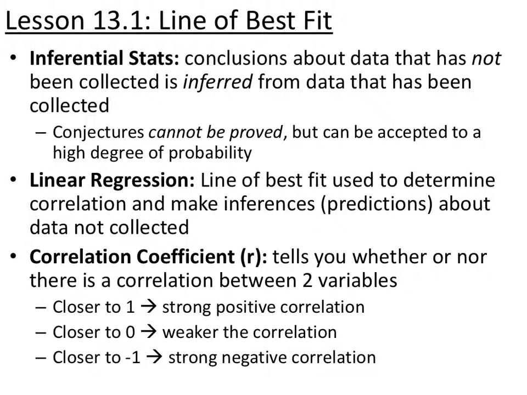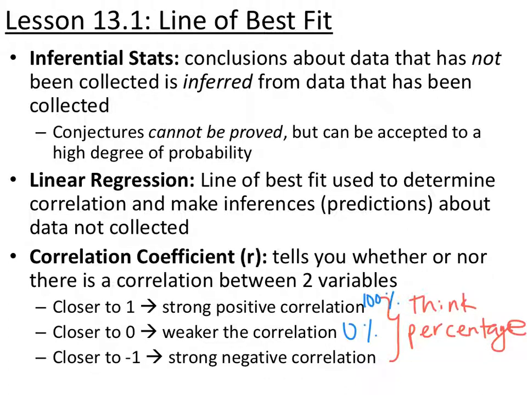So it ranges from -1 to +1. The closer to +1, the stronger the positive correlation. The closer to -1, the stronger the negative correlation. And the closer to 0, the weaker the correlation.